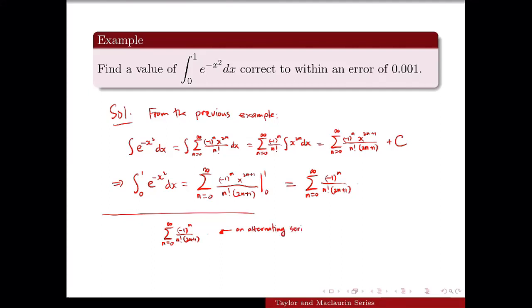Correct? So we can use the approximation with the use of alternating series. Okay? So if S sub k is just the partial sum, n from 0 up to k, negative 1 to the n over n factorial times 2n plus 1.